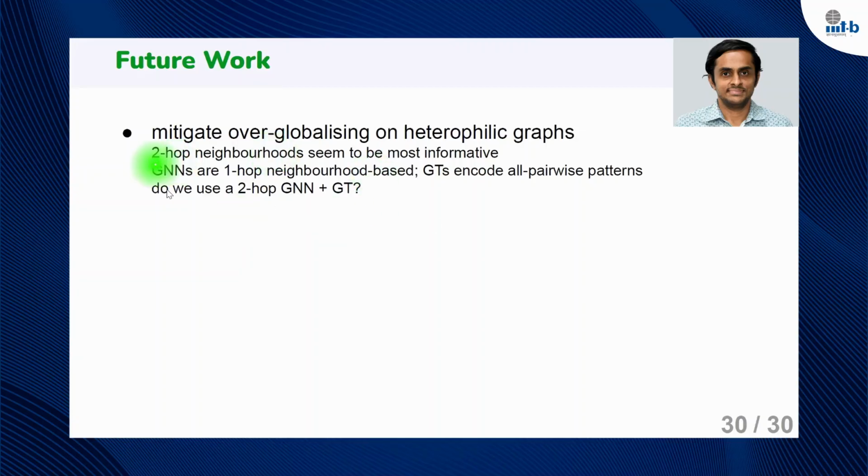It is observed that two-hop neighborhoods are the most informative in heterophilic graphs. So maybe we can use this information somehow to design a graph transformer. That could be one line of research: a two-hop GNN plus a graph transformer. That could be one potential idea for looking at over-globalizing on heterophilic graphs.